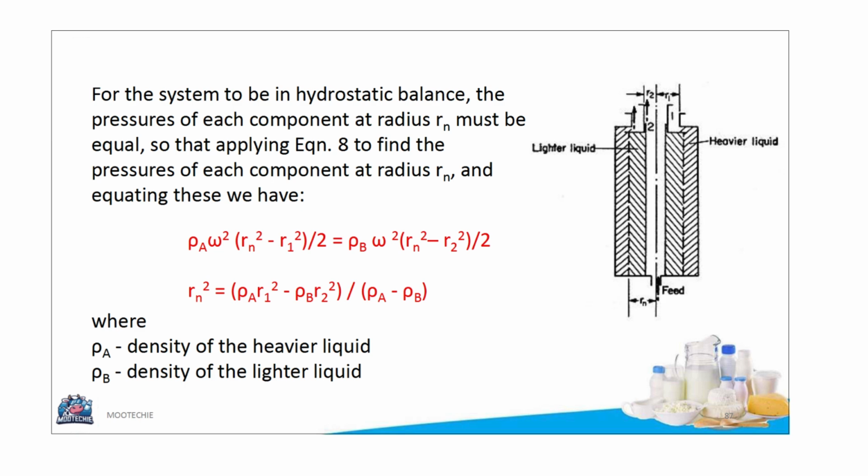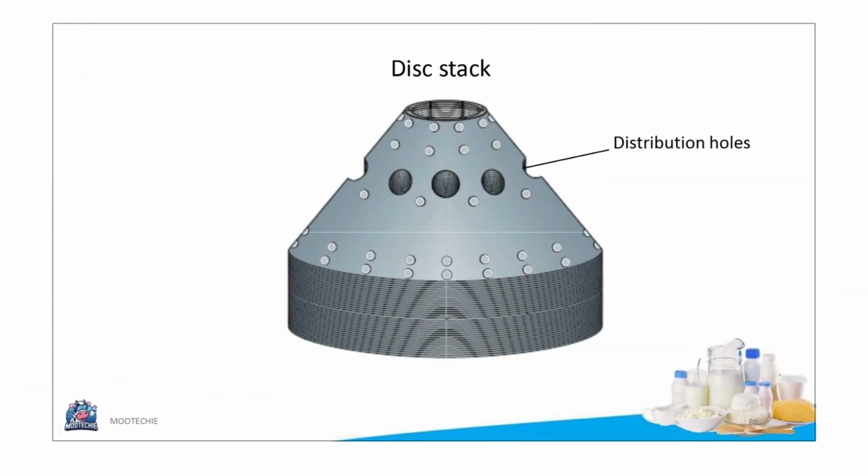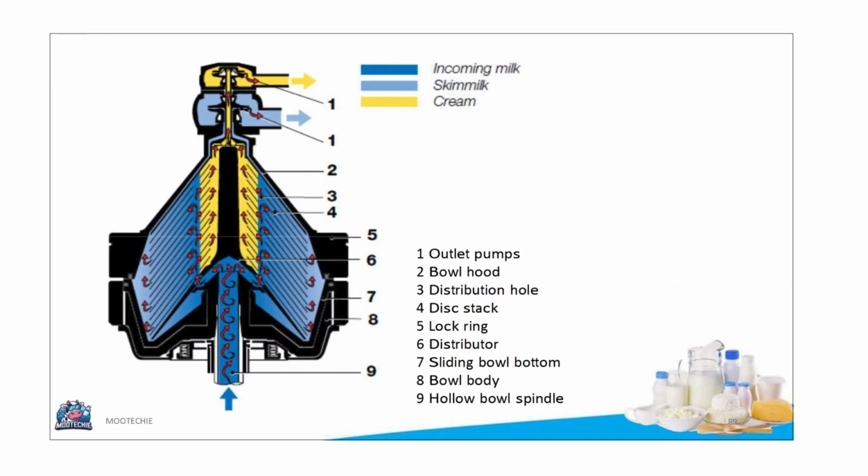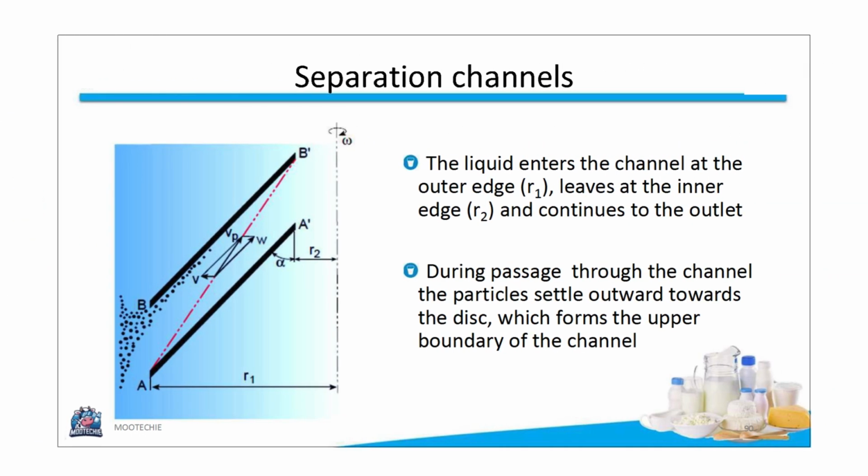A key component in a centrifugal separator is the disc stack, which contains distribution holes for the liquid. This diagram shows the internal parts of a separator. Incoming milk enters and is separated into skim milk and cream. Key components include the outlet pumps, bowl hood, distribution holes, disc stack, lock ring, distributor, sliding bowl bottom, bowl body, and hollow bowl spindle. Separation occurs in the channels between the discs.